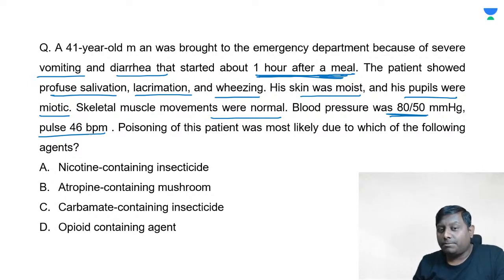Poisoning of this patient was most likely due to which of the following? Is it due to opioid? Is it due to carbamate? Is it due to atropine? Is it due to nicotine? Go ahead, please. I think it's a pretty simple question. All of you, please try.